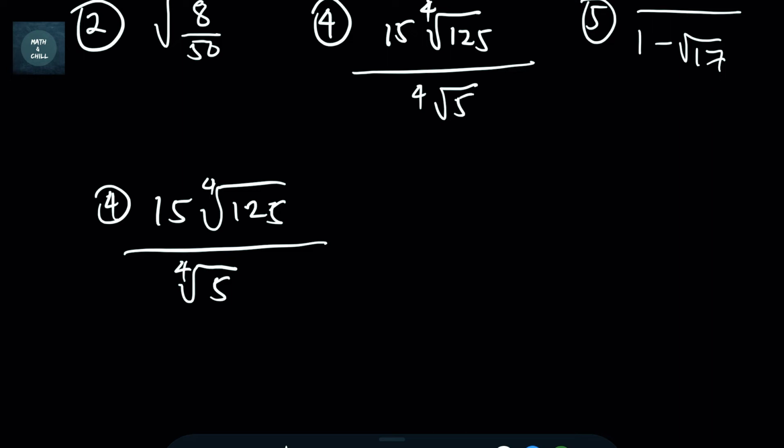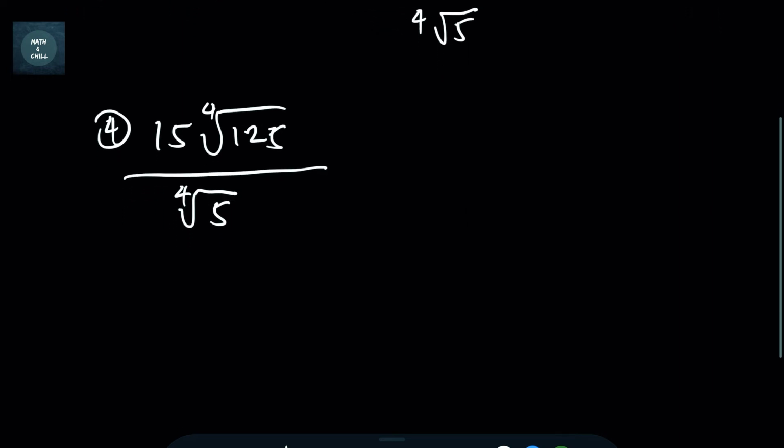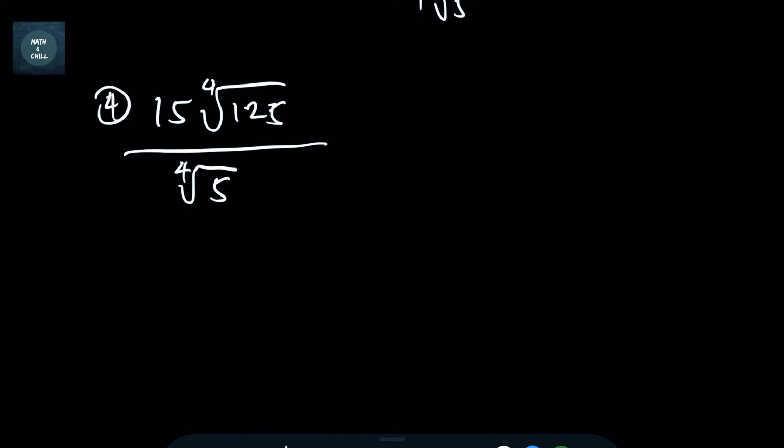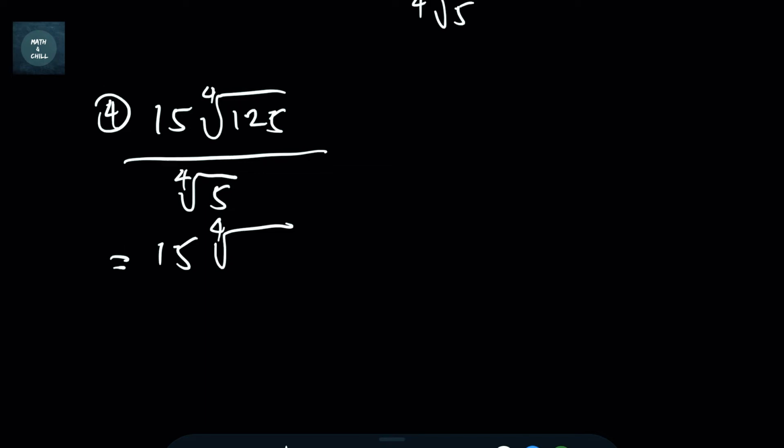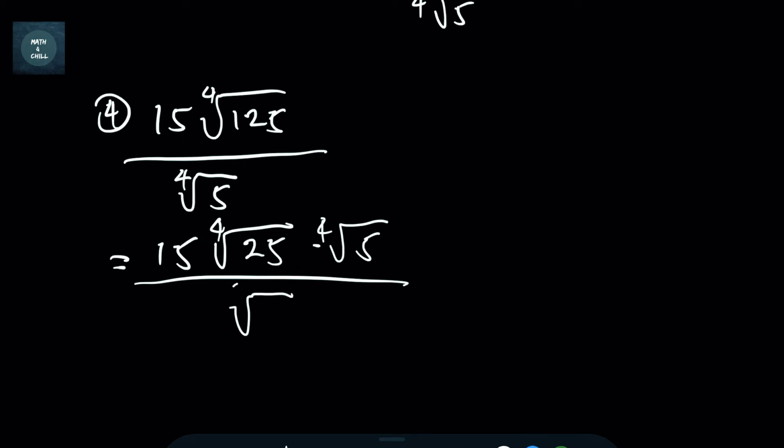So how do we simplify this one? This is just equal to 15, the fourth root of 25 times the fourth root of 5 over the fourth root of 5. Since this one is common, cancel. So what we have left is just 15, the fourth root of 25.